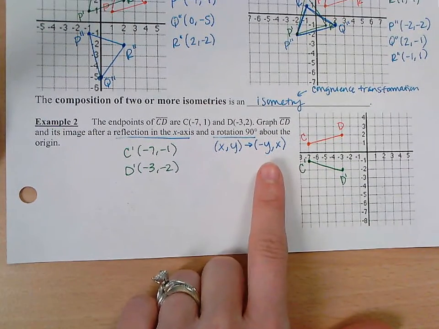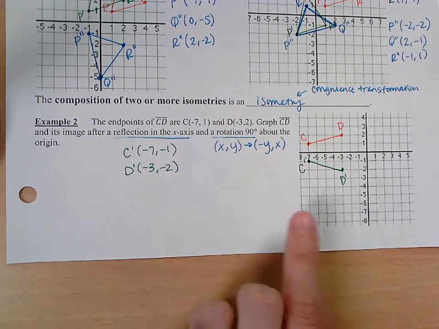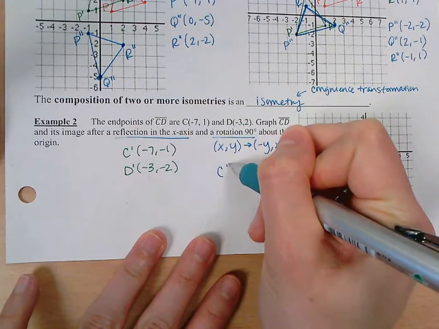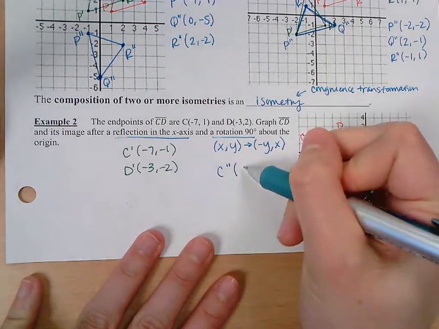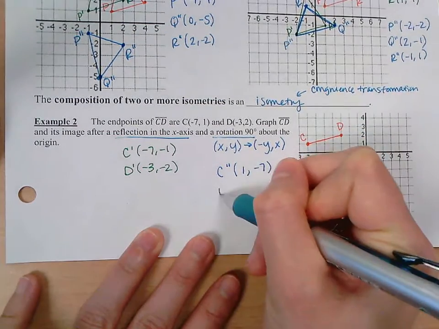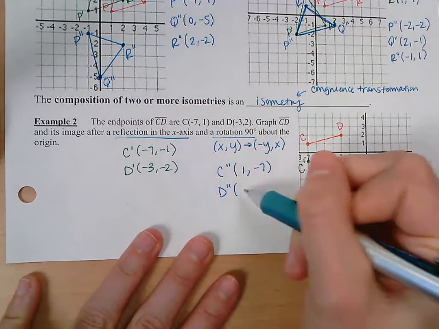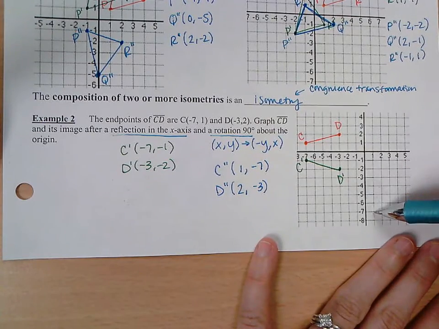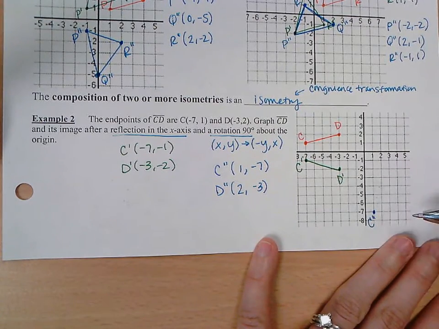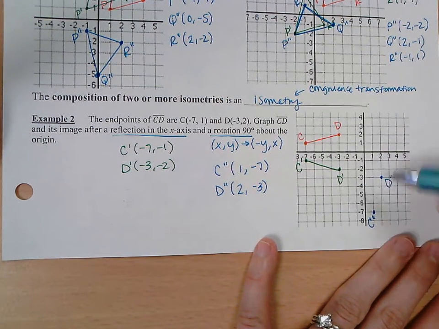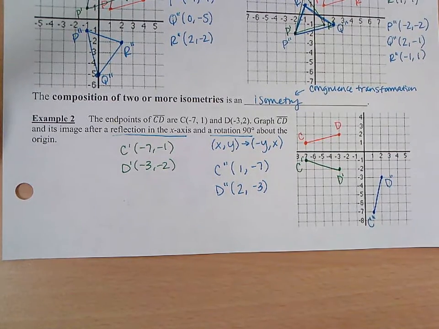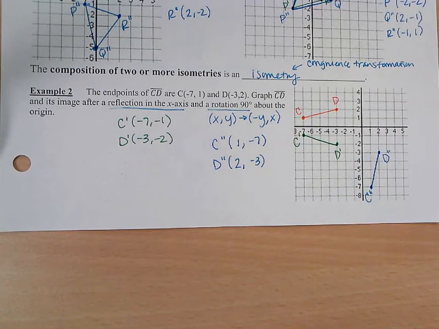That table was on your quiz yesterday. You didn't have to memorize that. So then I would do that to these points. So my C double prime will be 1, -7. And my D double prime will be 2, -3. So C double prime's down here. And then that's D double prime. So this is my ending segment after I reflected and then rotated it.